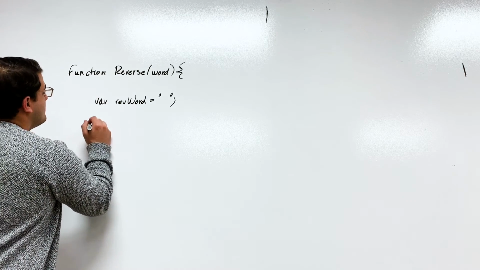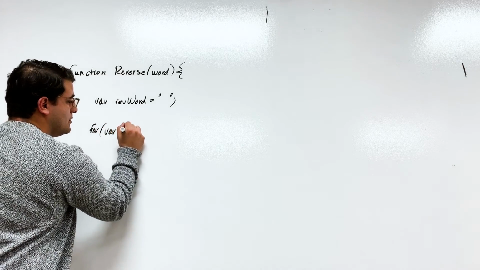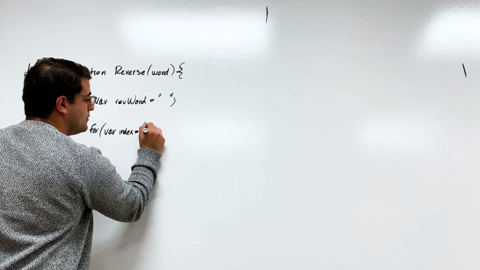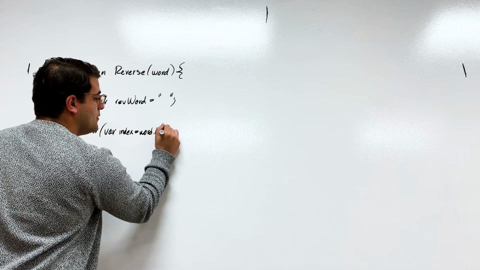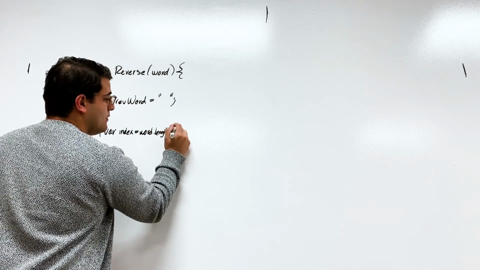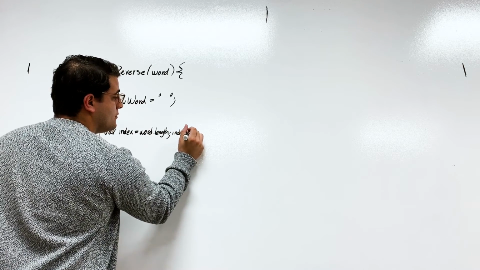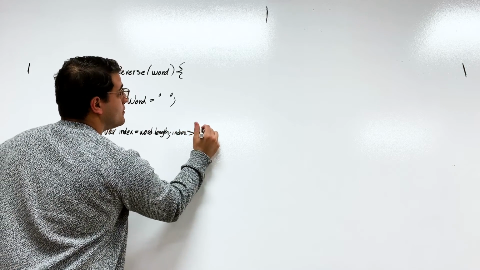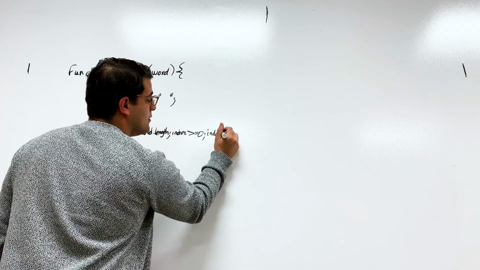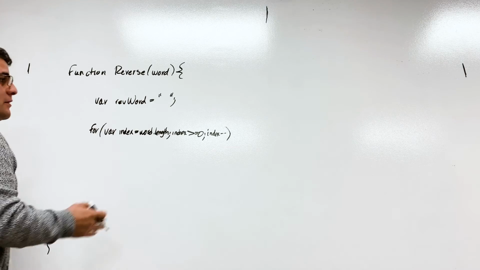So what we're going to do now is create a for loop. We're going to set a variable index equal to the word dot length, which will grab the length of the word itself, the length of the argument that's being passed in. Then the second condition of the for loop, we'll make where the index is greater than or equal to 0. And the last condition will be that the index will gradually decrease or decrement by 1. So this is our for loop.